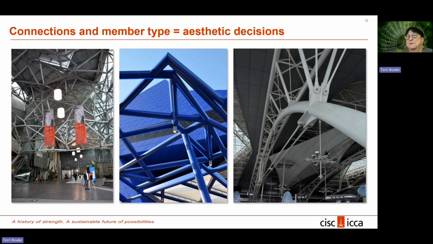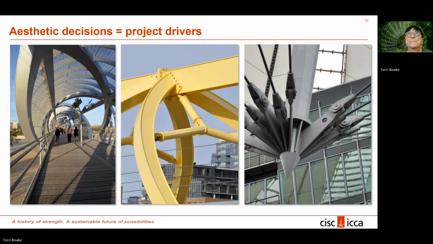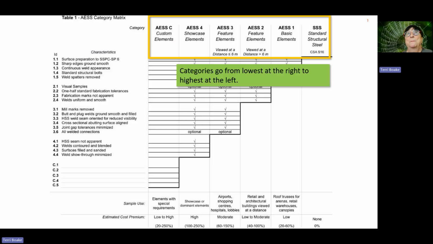The connections and member types give you aesthetic decisions. So we can see three quite different projects. They all have different kinds of members, different kinds of connections, and that all starts to feed into the decisions that you make when you're designing your projects. So these aesthetic decisions then become project drivers. All of these different presentations here of these images have quite different aesthetic values and different connection details. And that is what I find makes steel, particularly AESS, extremely captivating because every project can be a little bit different. So this is the matrix that we use to define AESS in the CISC method.